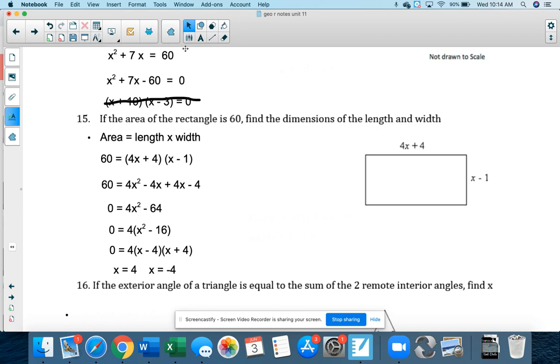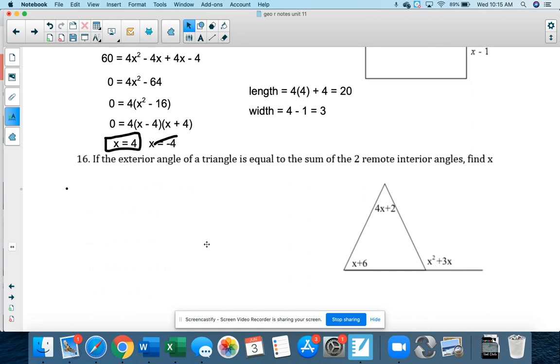Now, x equals negative 4 cannot work because when I substitute that in, negative 4 minus 1 results in negative 5, and the length of that side of the rectangle cannot be negative 5. They want me to find the length and the width. The length is 4 times 4 plus 4, because it's 4x plus 4, and now I know that x is 4. So 16 plus 4 is 20, and the width is 4 minus 1, which is 3.